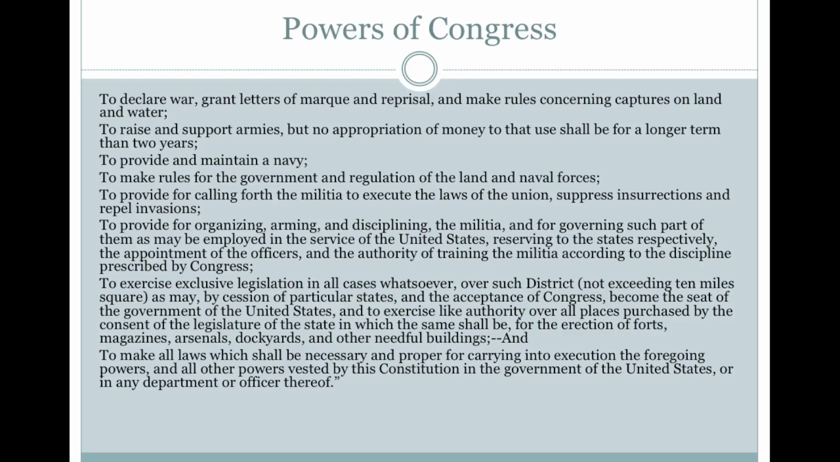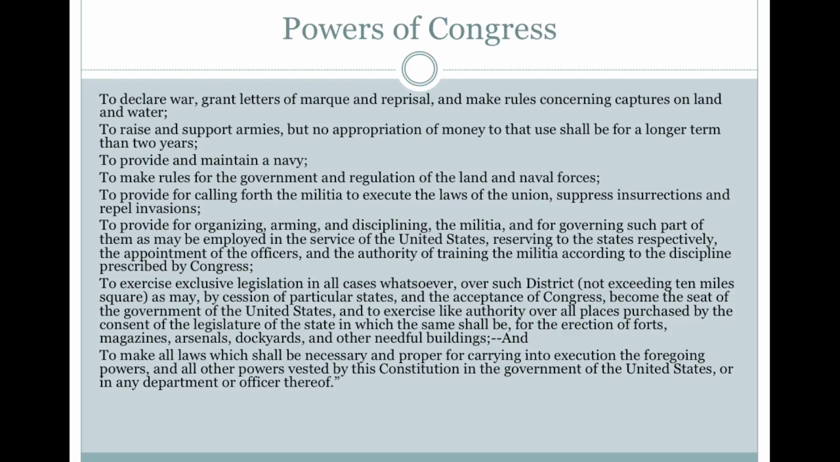To exercise exclusive legislation in all cases whatsoever over such district not exceeding 10 miles square as may by cession of particular states and the acceptance of Congress become the seat of the government of the United States, and to exercise like authority over all places purchased by the consent of the legislature of the state in which the same shall be, for the erection of forts, magazines, arsenals, dockyards, and other needful buildings, and to make all laws which shall be necessary and proper for carrying into execution the foregoing powers and all other powers vested by this Constitution in the government of the United States or in any department or officer thereof.